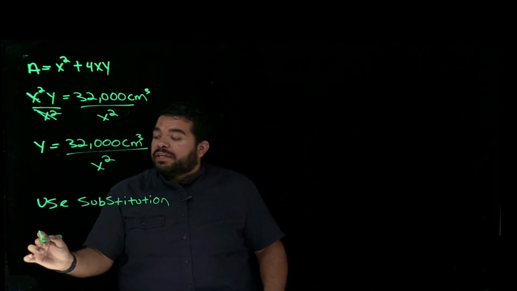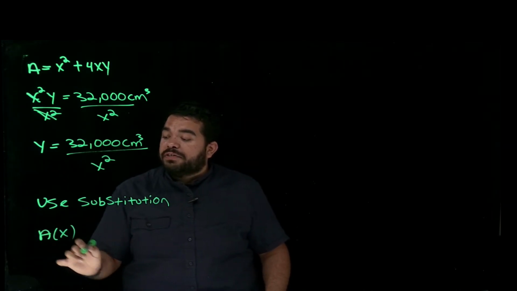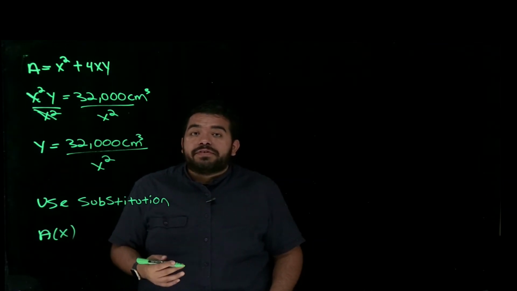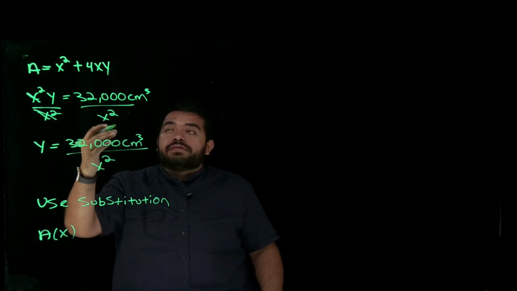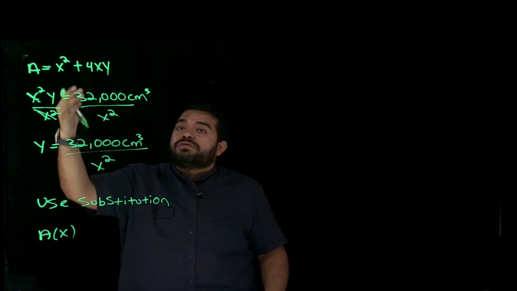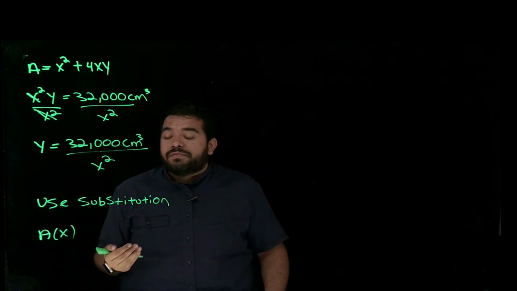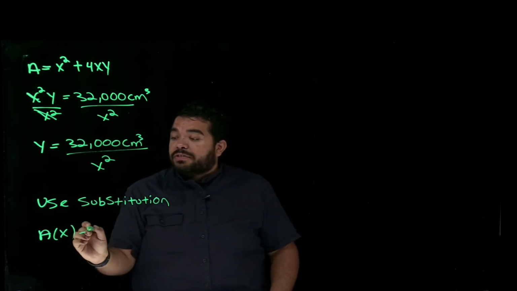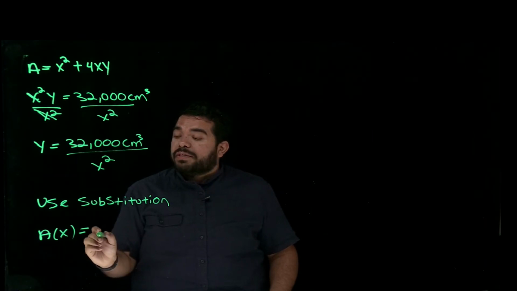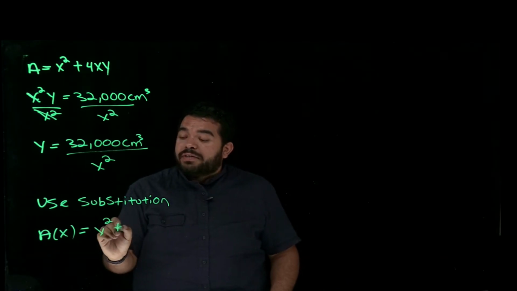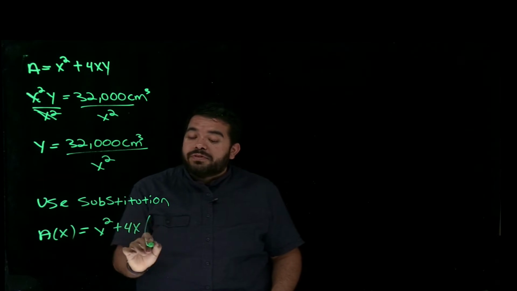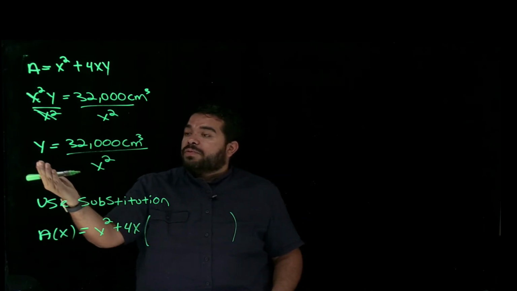And I'm going to go ahead and call this function here A(x) to represent the surface area of this figure that we have, using this information that we concluded from the information given to us. So using substitution, that's going to give me x squared plus 4x. Remember, we are substituting y.